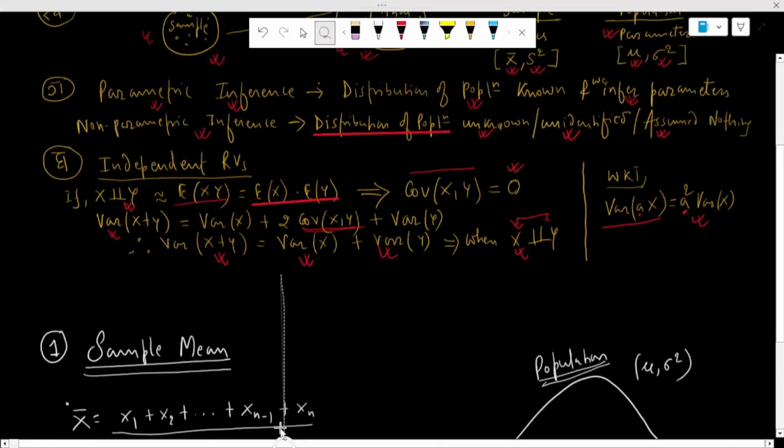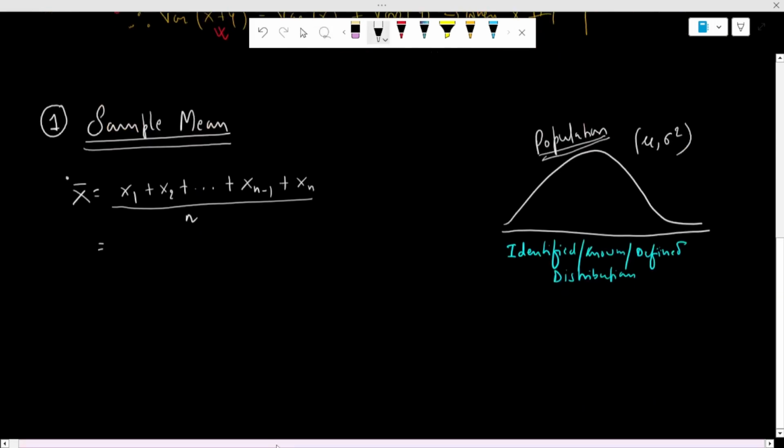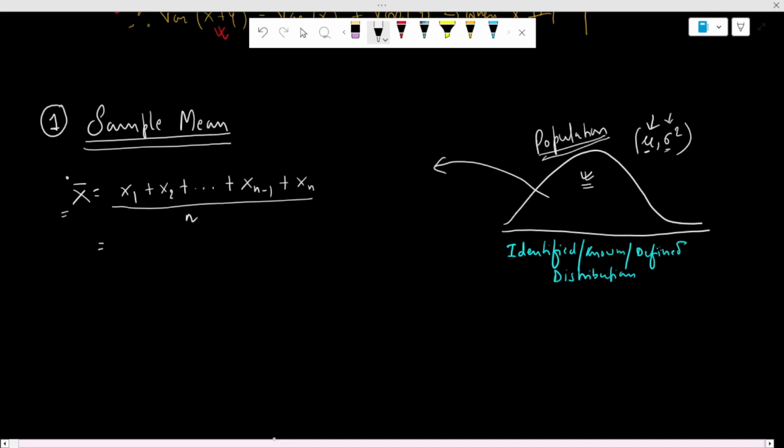Now let us continue with today's topic. It is about the sample mean, and for parametric inference, we know that the distribution of the population is well defined or identified, and we know about its parameters. The important parameters under consideration are the mean, represented by mu, and the variance, represented by sigma square. From this population, if we take n samples, represented from x1 all the way to xn, then the sample mean, x bar, is equal to the sum of the observations divided by the number of observations.